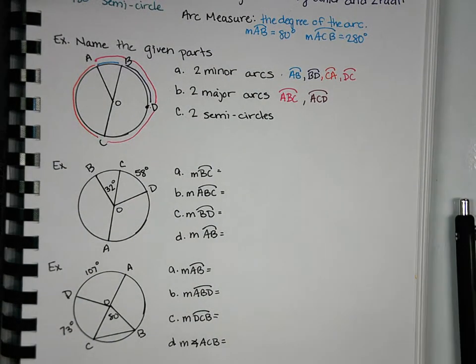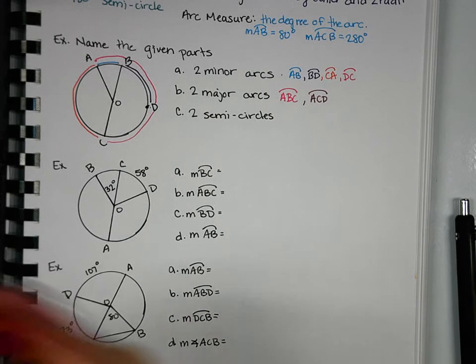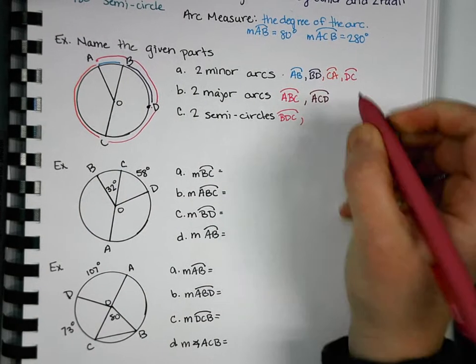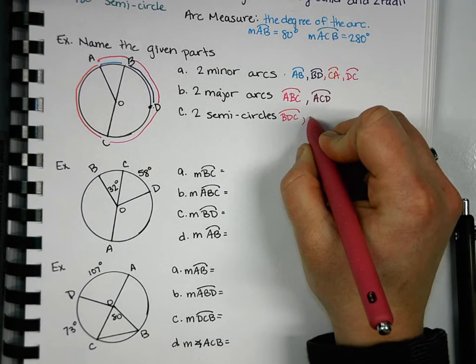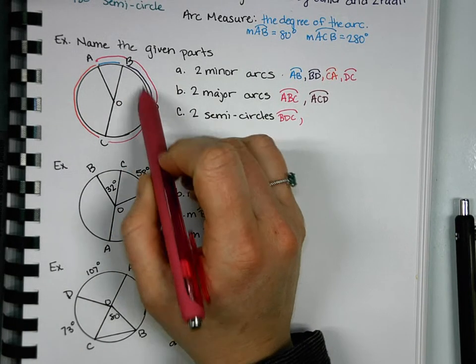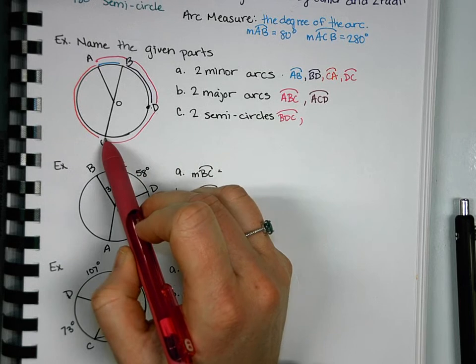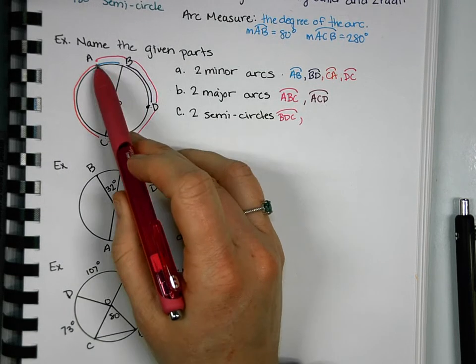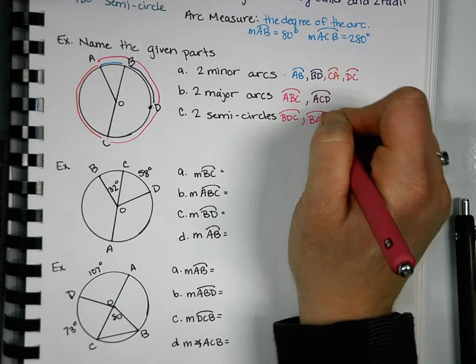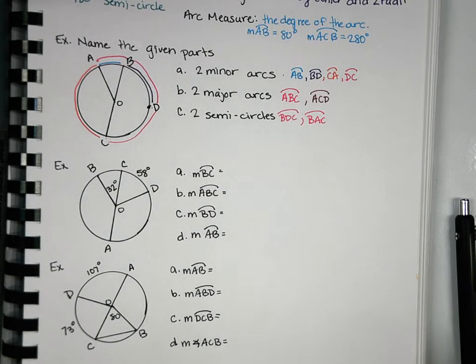Okay, what about 2 semicircles? Semicircles, we do the same as a major arc. We need to put a middle letter. B, D, C. And what's the other one? AC. So ABD isn't quite a semicircle. But we did BDC, BAC, the other half. A semicircle is like half of a circle. It's half a circle.